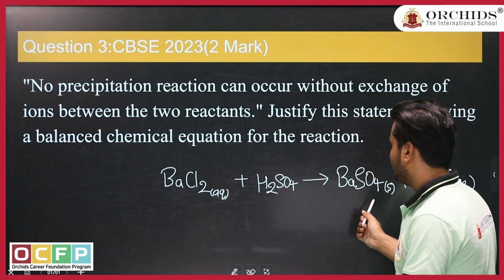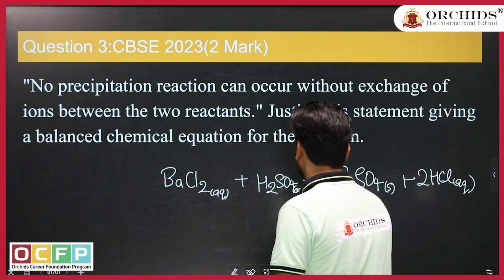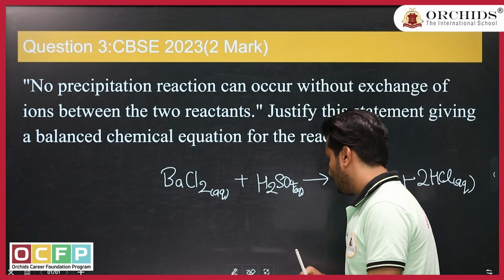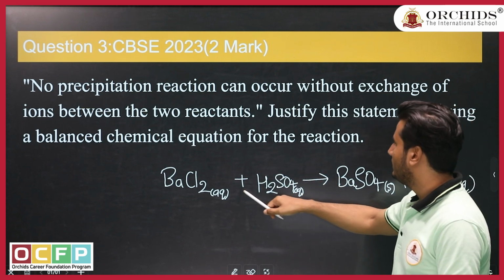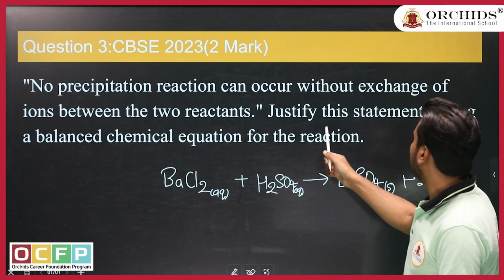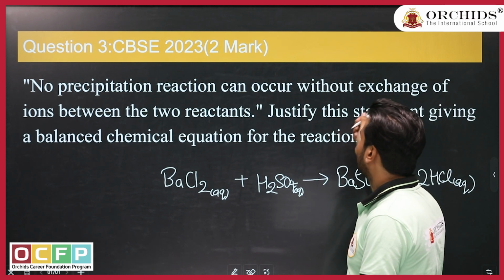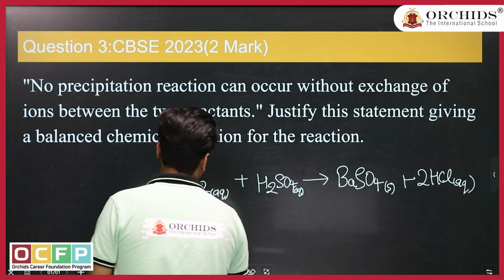Now this is our precipitate reaction. This H2SO4 is also in aqueous form. Now what we have to do? We have to balance it and we have to justify that this precipitation reaction cannot happen without the exchange of ion. Now why can't it happen without the exchange of ion?